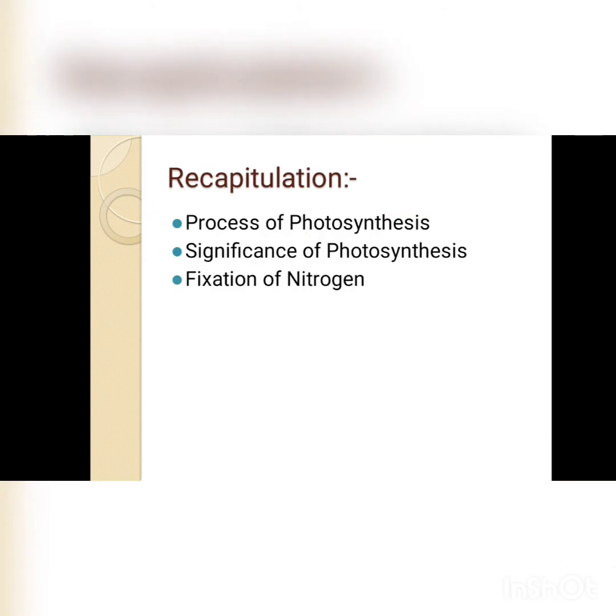Before starting today's topic, let us recapitulate the previous video's topic. In the previous video we discussed the process of photosynthesis, how autotrophs do photosynthesis. Then we discussed the significance of photosynthesis, how it is useful for the plants and for other animals. After that we discussed the fixation of nitrogen, how plants fix nitrogen for their use.